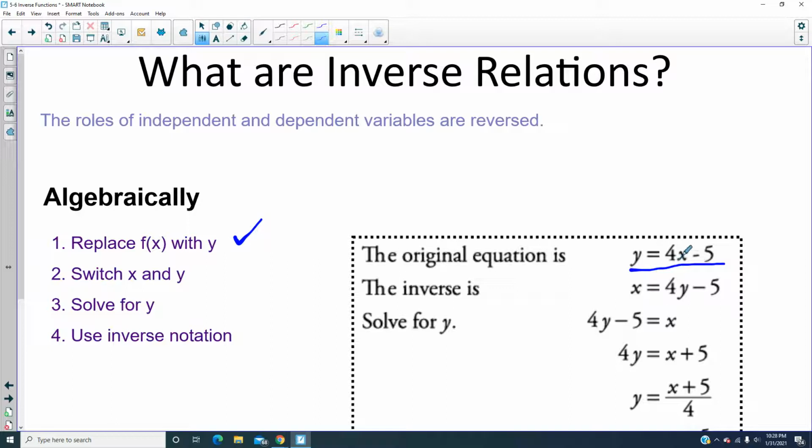So I would literally change this x to a y, change this y to an x. So that's what's happening here. Then you solve that for y. So it looks like they just wrote it with the x on the other side. They added 5 to both sides.